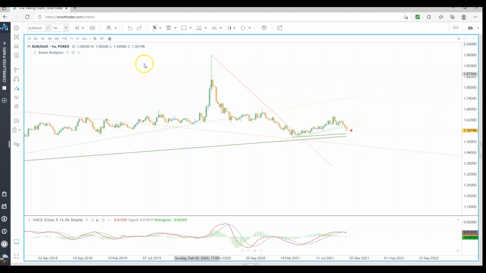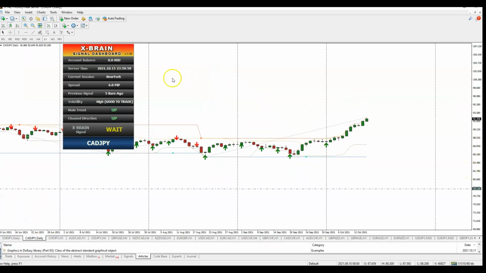Okay, I also did take this trade here, and I validated this on the X-Brain indicator. Waited till everything lined up for a buy signal and just took this trade. The other trade was Canadian yen.